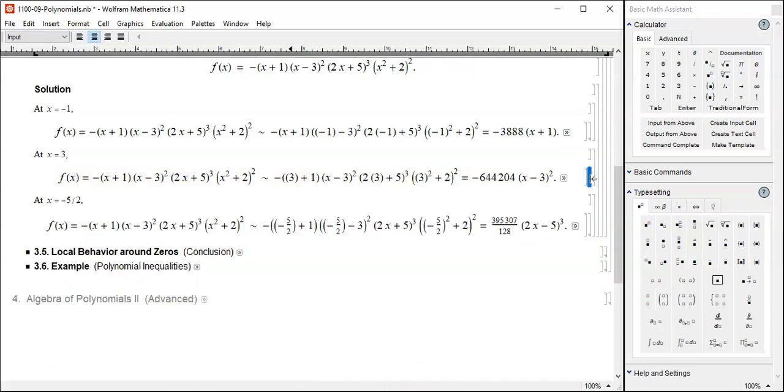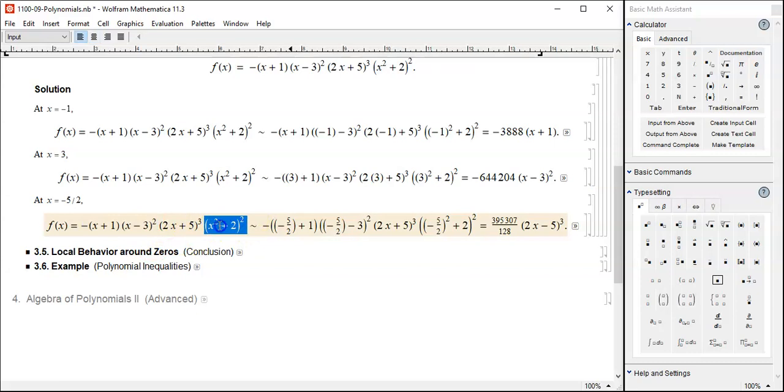How about the next one? x equals -5/2, so that's the main part. And plug in the value here and there, and that's what we get. And then we end up with this. Of course, I used a computer algebra system to calculate this. And then what do we have? Basically, positive times cubic.